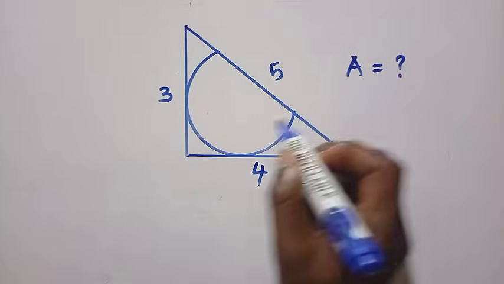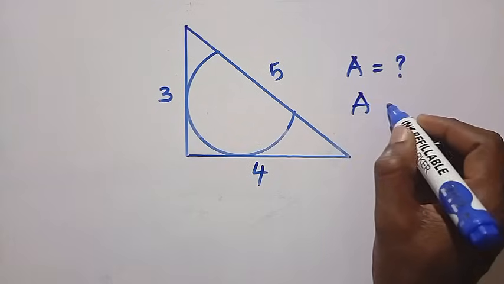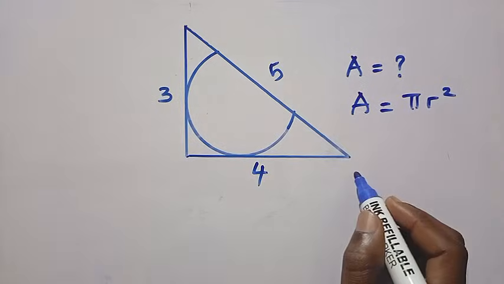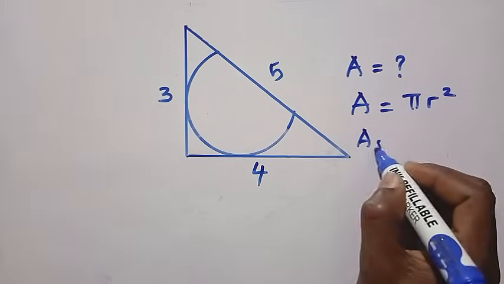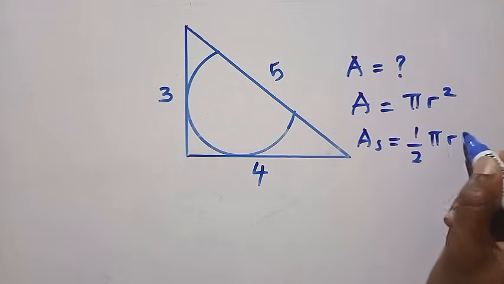So, to find the area of this semicircle, we are going to use the area of the circle itself, which is pi r squared, while the area of a semicircle is given as 1 over 2 pi r squared.